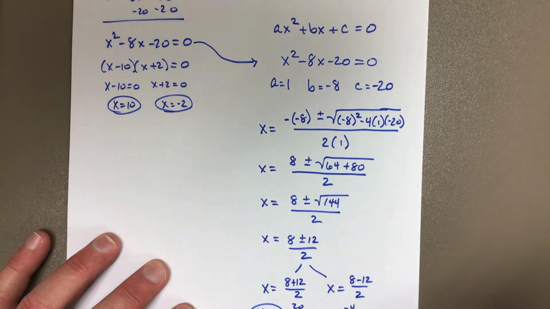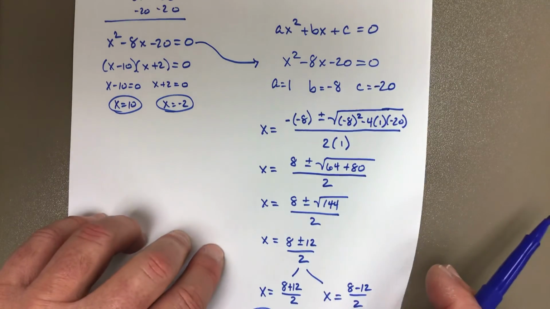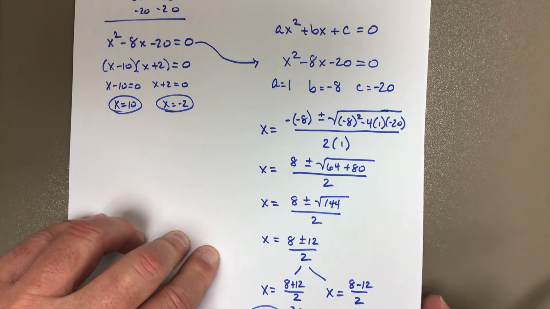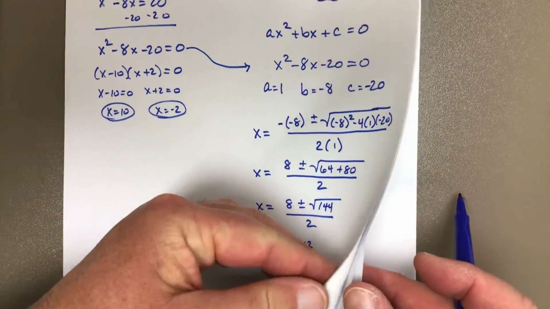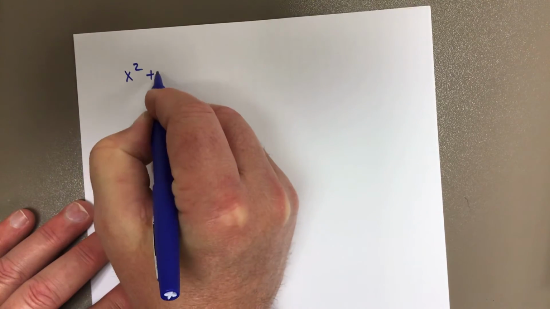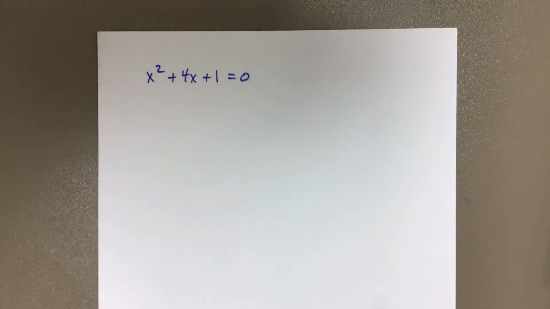I would highly recommend you go ahead and rewind and watch what I did again, so you can see this. And if you have a calculator, you can do a lot of this in your calculator, all right? All right, let's take a look at one that doesn't come out so nicely. So what about x squared plus 4x plus 1 equals 0, all right?